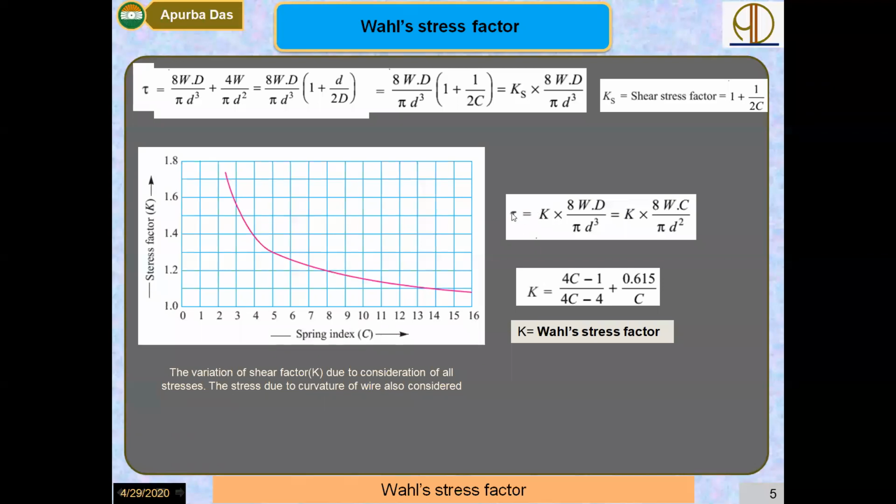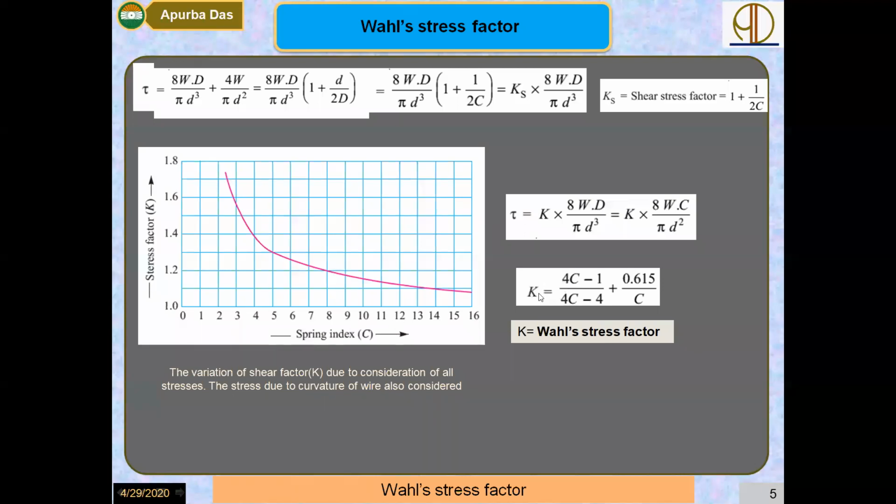So we can see that tau is governed by this equation: tau is equal to Ks into 8WD divided by pi d cube. This K and this Ks are not the same. Ks is where the curvature effect is not considered, and K is where the stress due to the curvature effect is considered. Experimentally, the value of this K has been shown by the scientist Wahl. That's why this stress factor is called the Wahl stress factor.